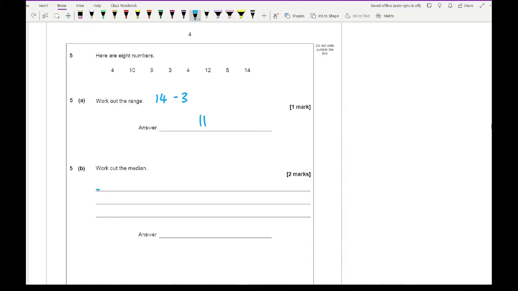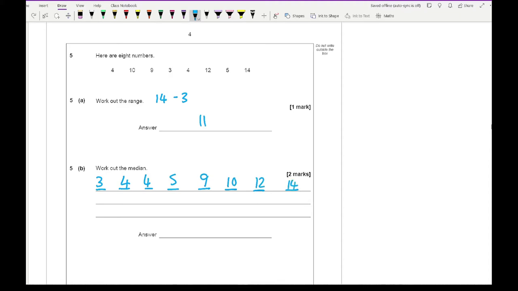Now I've got 8 numbers, so how I always recommend students to work with these questions is to not play hangman, but to order the numbers first. Now it's really important that you do show that you've ordered the numbers or had an attempt at ordering the numbers, as this in itself will carry one of the 2 marks. So here I've got 1, 3, I've got 2 4s, I've got a 5, I've got a 9, I've got a 10, a 12, and a 14.